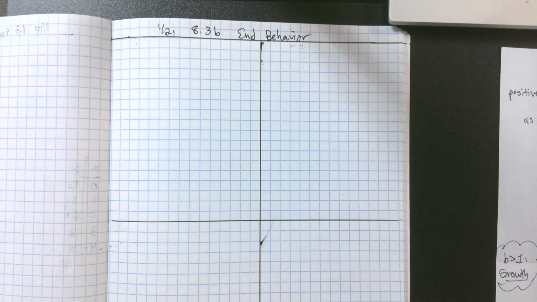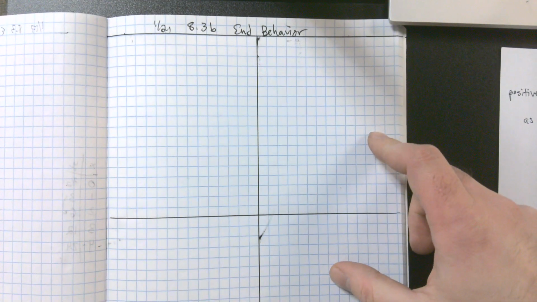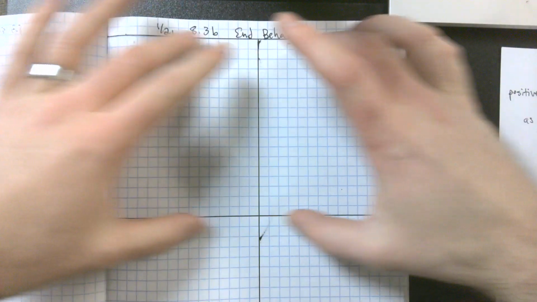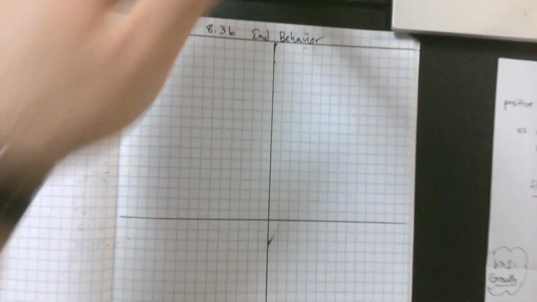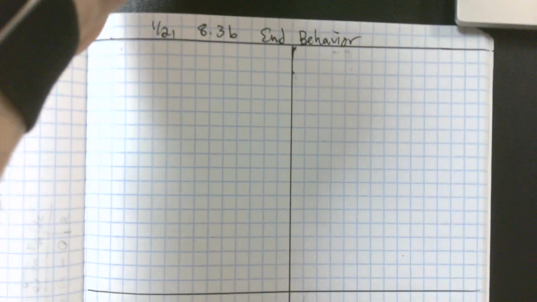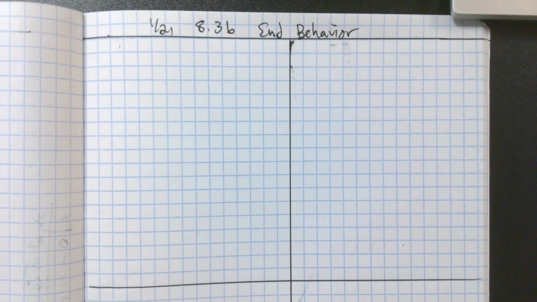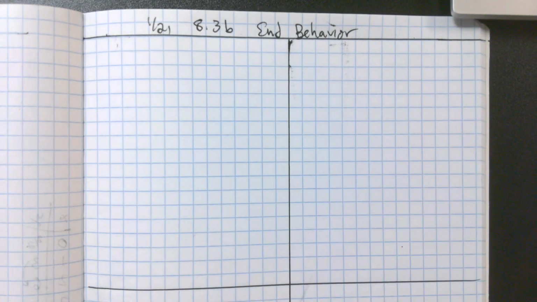Okay, as long as you have 4 sections, you're fine. Give me a thumbs up if you got all 4 sections now. Your little quadrants. Okay, we're not making a graph. We are organizing our thoughts because this can tend to be a little confusing. It's not that confusing, but it kind of is.